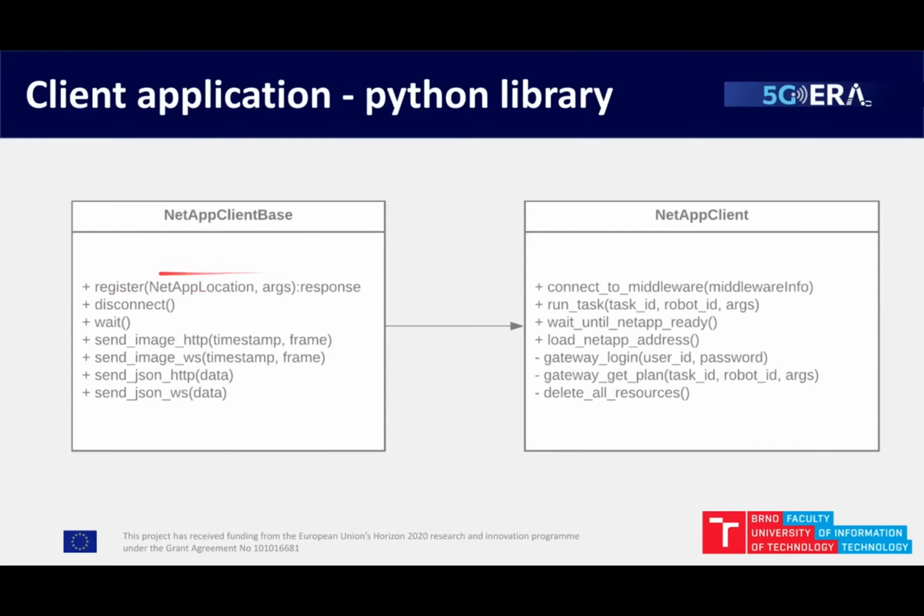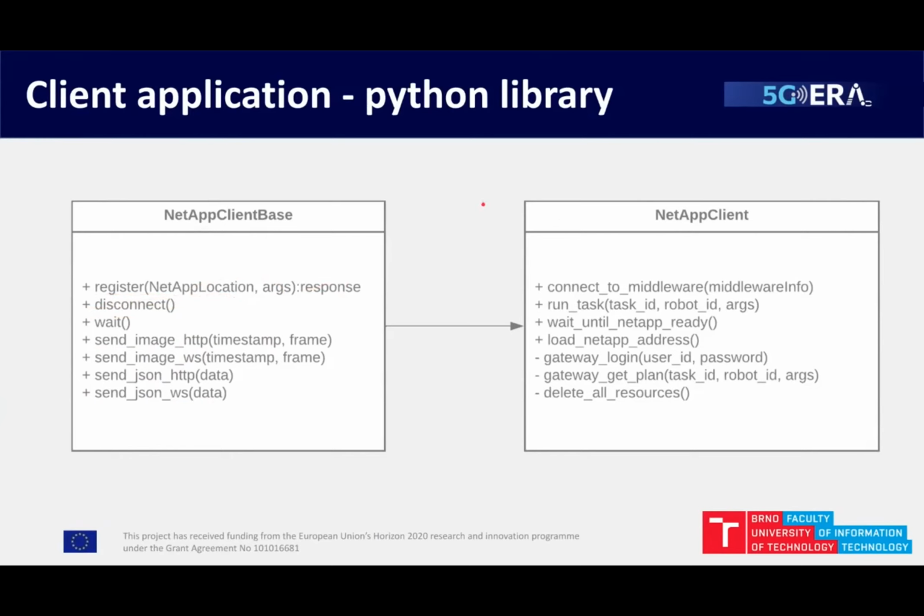This register method calls the register endpoint on the network application and also the connect endpoint on the network application. So this method will create also the result WebSocket channel. When the robot is connected to the network application, it can start using these methods for passing the data. So as I showed in the data channel slide, you can use HTTP or WebSockets for passing the data, and it could be either images or some JSON. And once the robot is done with the network application, it can disconnect from it, and it will close the connection to the network application.